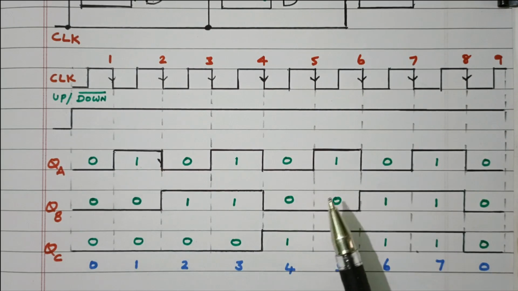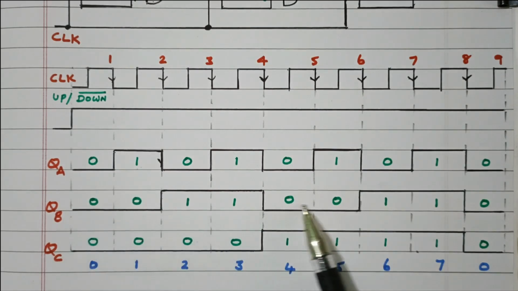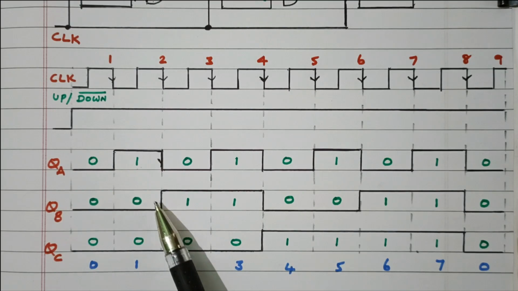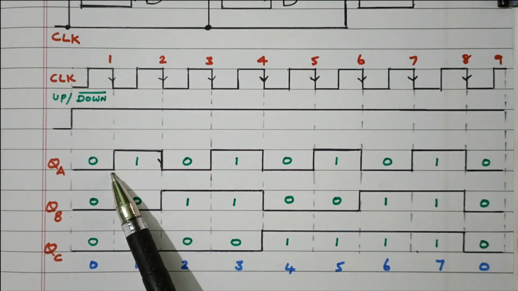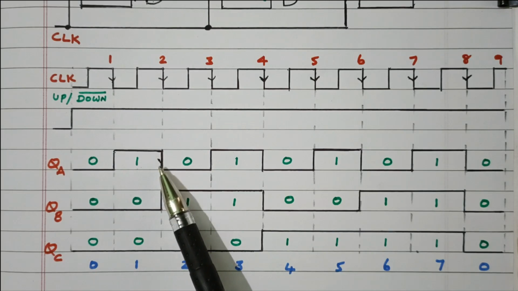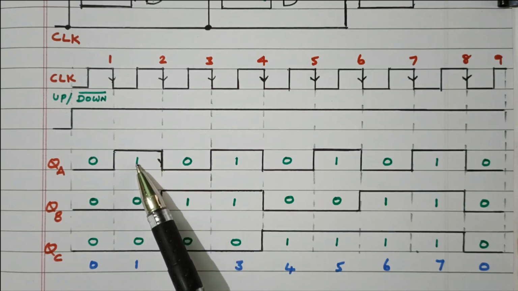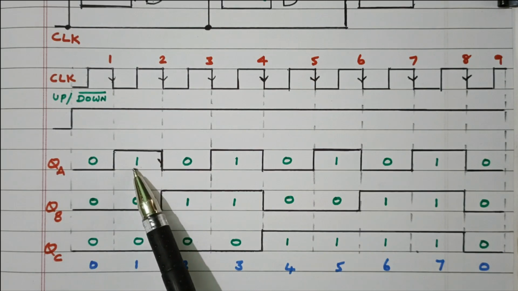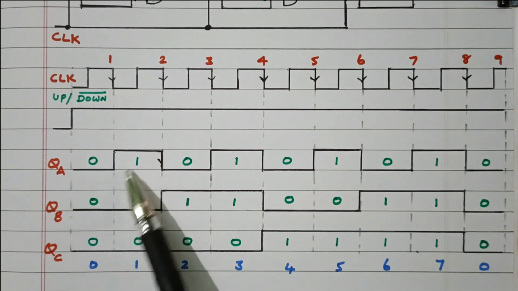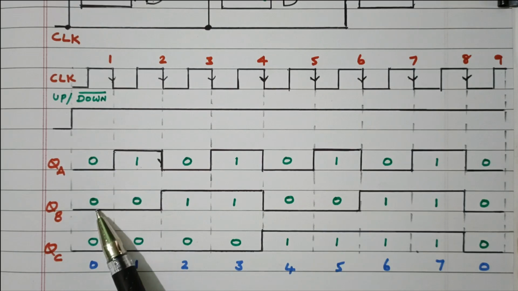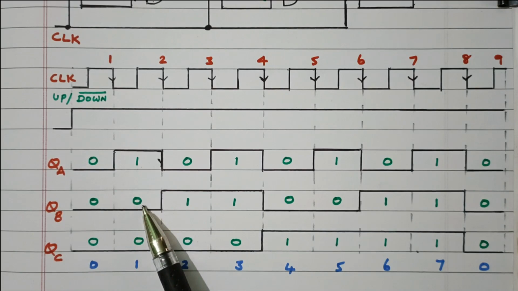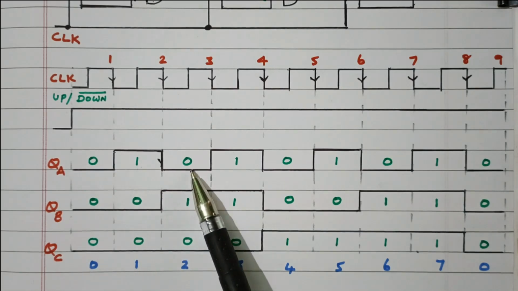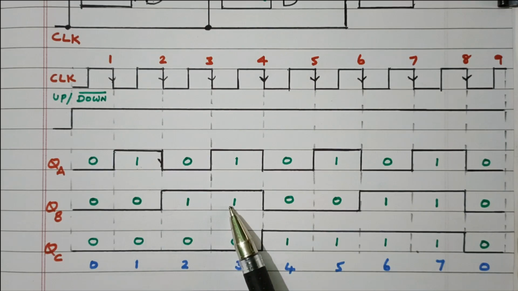So there is toggle. Then the second flip-flop output. The second flip-flop output is based on the QA value. QA is connected as an input to the second flip-flop. So whenever QA is 1 at a negative edge, it will toggle. If the QA value is 0, no change. See here, QA value is 0, no change. 0 is maintained as it is. Now QA is 1, so it will toggle from 0 to 1. Now QA is 0, no change, 1 is maintained as it is.